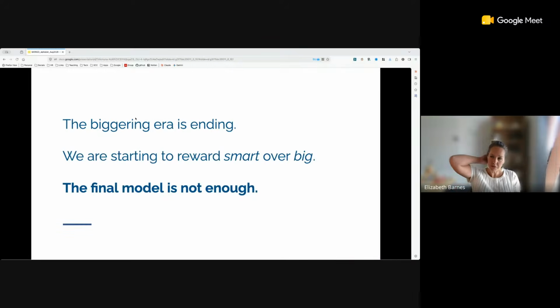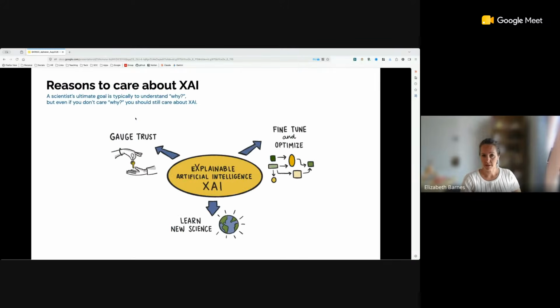Another thing that we found, and this is taking it from the Lorax, is that the biggering era, at least I think in climate and weather, is ending. And we're starting to reward smart over just big. The final model, I think, is not enough to learn what we need to know and really use these models to the best of their abilities.